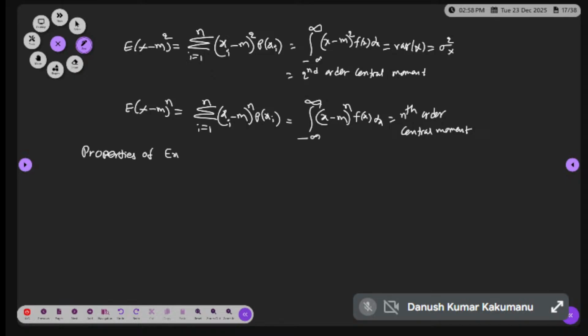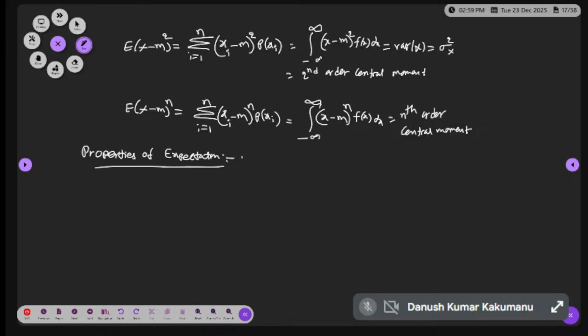Properties of expectation. What are the moments we have now? Two types of moments, ordinary and central. Another name for ordinary is raw moment, or moment about origin. In the GATE exam they use the words raw moment and moment about origin. Another name for central moment is moment about mean. They use those words also.